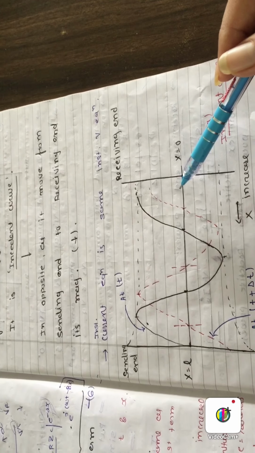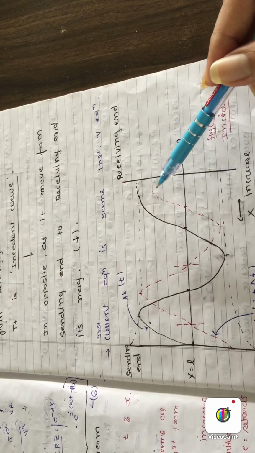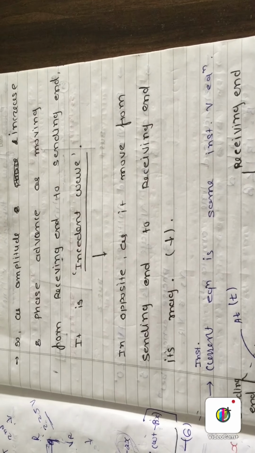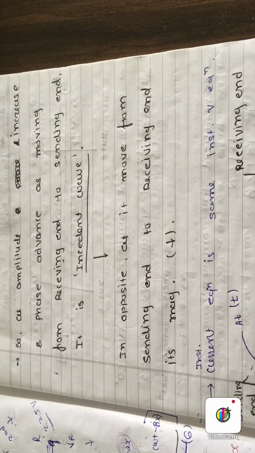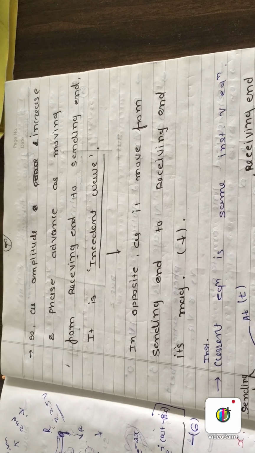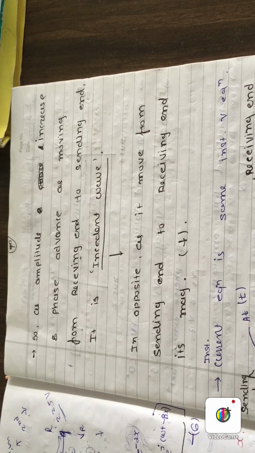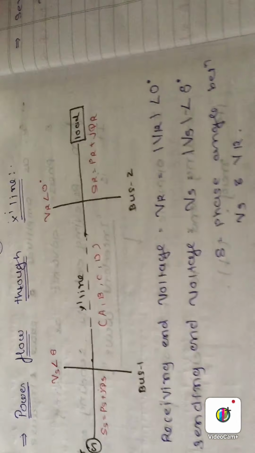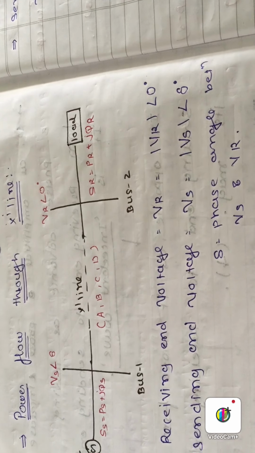Okay, if you would like to get more information about the incident wave and reflected wave, then you can visit the definitions of traveling wave. Okay, thank you. Now next topic is power flow through transmission line.